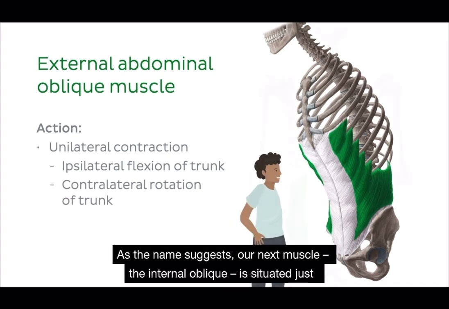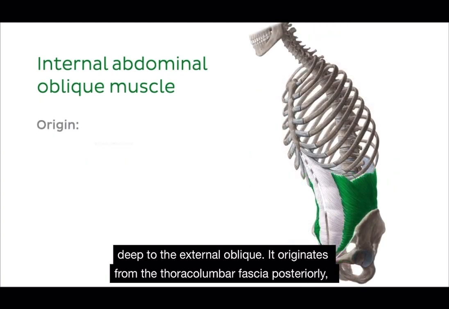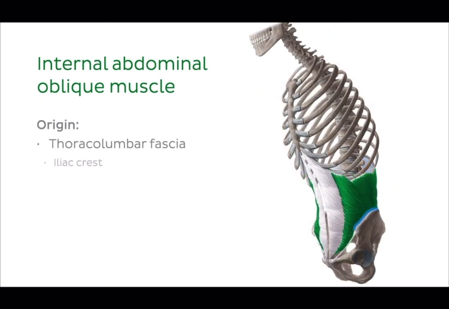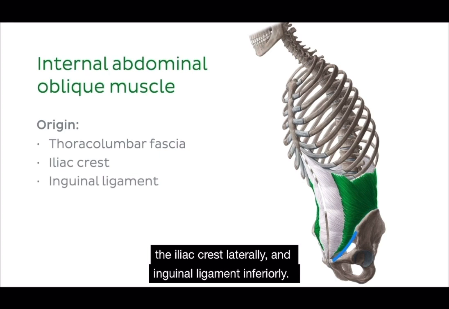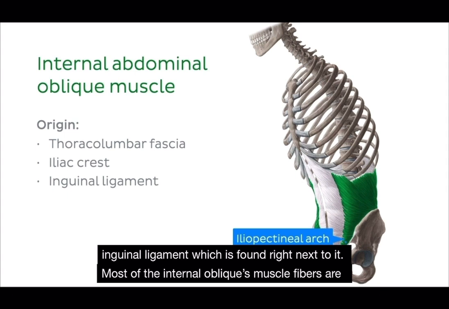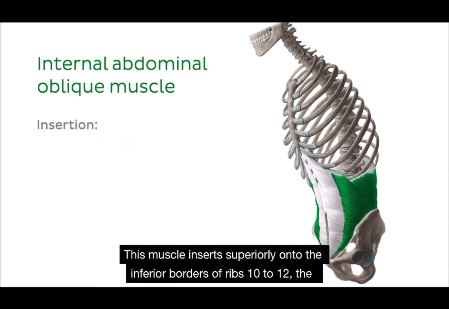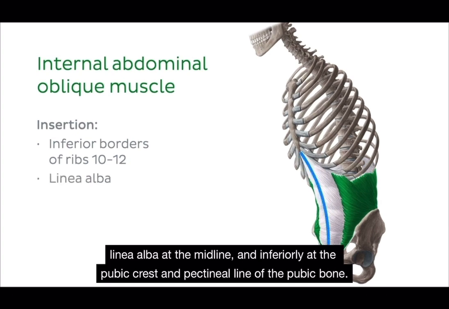As the name suggests, our next muscle, the internal oblique, is situated just deep to the external oblique. It originates from the thoracolumbar fascia posteriorly, the iliac crest laterally, and inguinal ligament inferiorly. Note that some sources include the iliopectineal arch as one of the origin points instead of the inguinal ligament, which is found right next to it. Most of the internal oblique's muscle fibers are oriented supramedially and lie perpendicular to the muscle fibers of the external oblique muscle. This muscle inserts superiorly onto the inferior borders of ribs 10 to 12, the linea alba at the midline, and inferiorly at the pubic crest and pectineal line of the pubic bone.